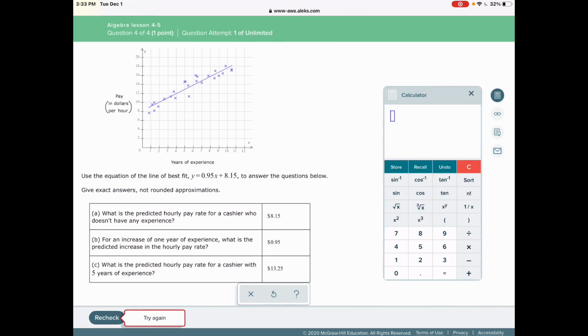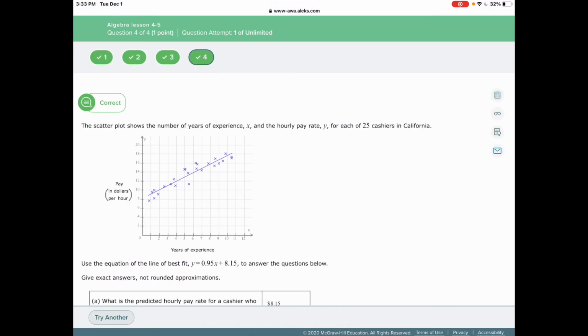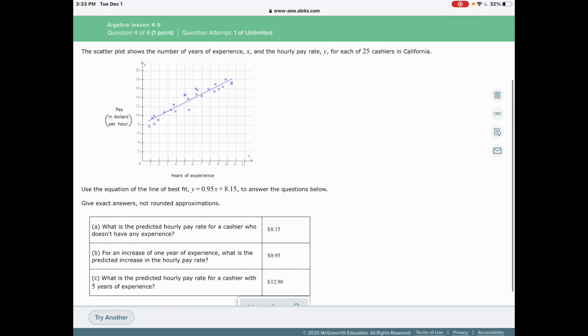So I'm just going to calculate that one more time. We had 0.95 times 5 years of experience, and then plus 8.15 equals 12.9. So I'm not really sure what I did. You were probably watching me and probably saw whatever that was. But we want to say $12.90, which is close enough to still be on the line. Try again, and we got it. All right, so do that one carefully.